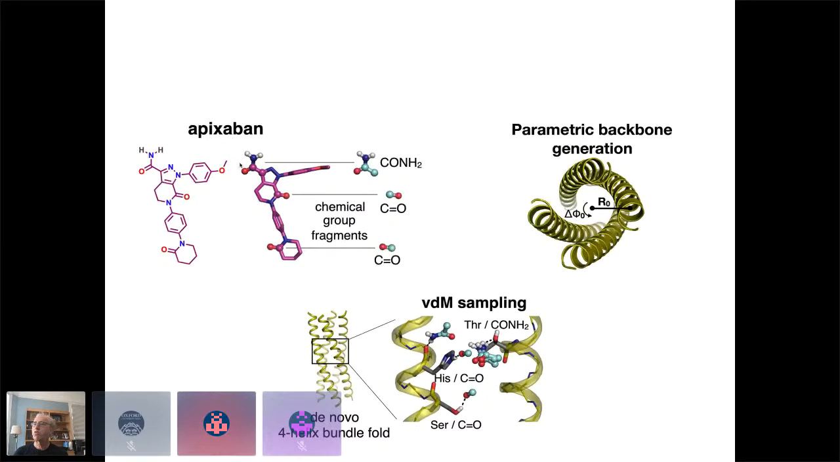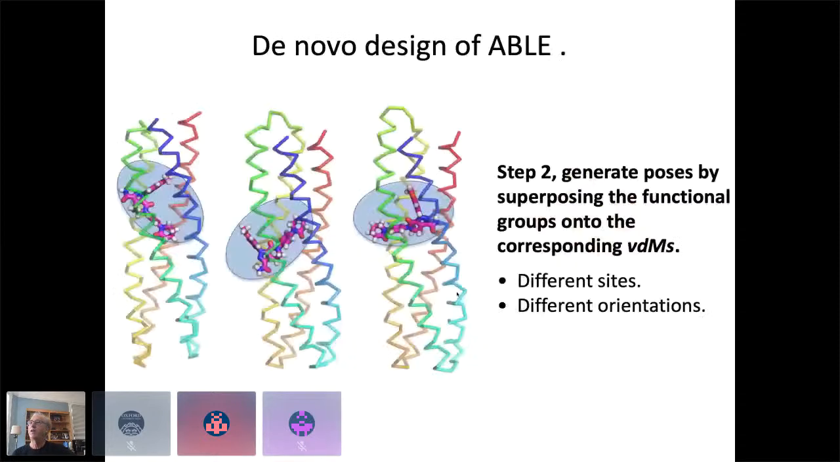And so how do we go about doing this? Well, we cut it into functional groups that we can relate to our Vandermeers. We create a small library of parametrically generated backbones. And then for each of those backbones, we iteratively paste on our Vandermeers and find where they superimpose with the functional groups of apixaban in a low energy conformation.